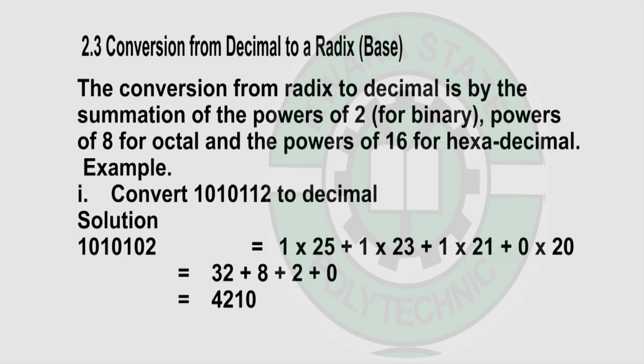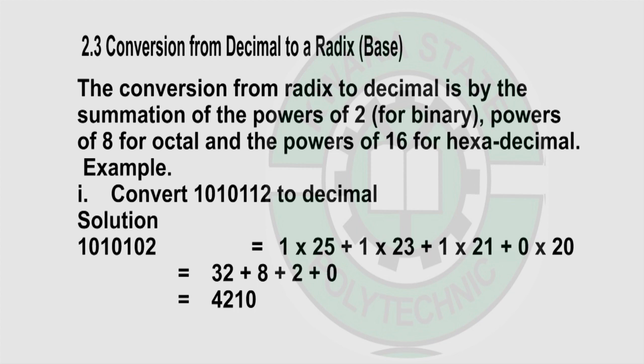Okay, having done with that, conversion from radix to decimal. Of course, to convert from radix to decimal is by the summation of powers of 2 for binary, powers of 8 for octal, and powers of 16 for hexadecimal. I think I discussed this earlier. But there are other ways we can also get this done. Let's assume you have to convert 101011.